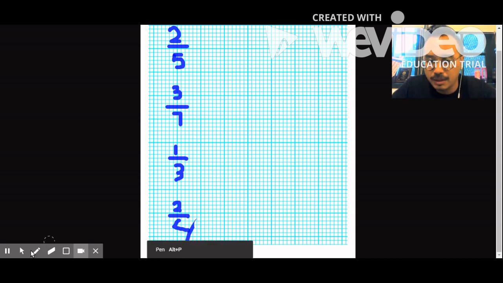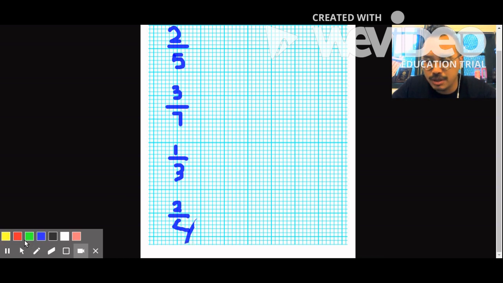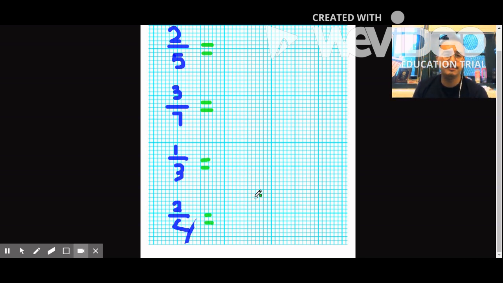All right. So what I'm going to do now is write the equivalent fractions for each of them. Now, think about this for a second. Pause if you need to. What is the lowest common multiple between these four denominators? So between 5, 7, 3, and 4, what's the lowest common denominator? I'll actually work this out myself.